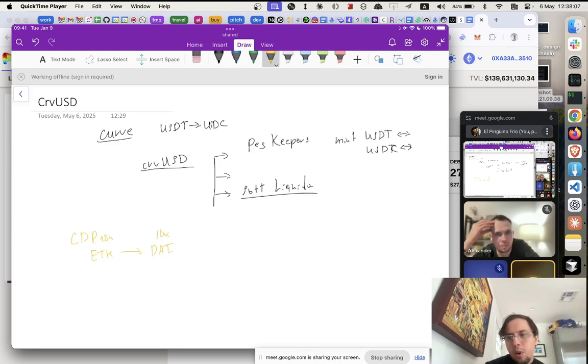So let's say Ether costs $2,000 per piece right now. We have to put in 10 Ether and we can borrow DAI, but if Ether goes down to $1,200 per piece, it's going to be liquidated.